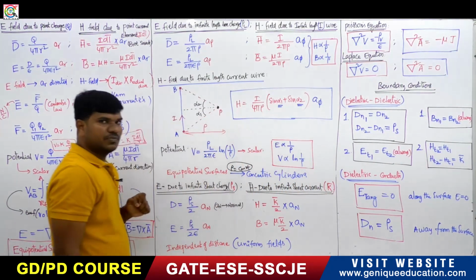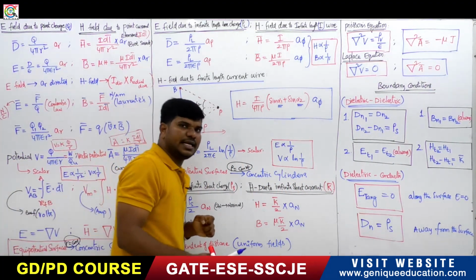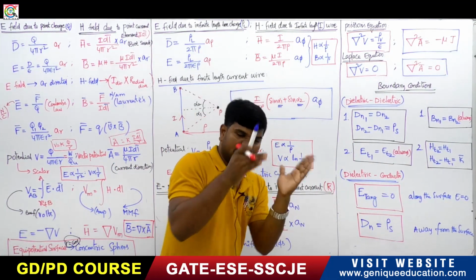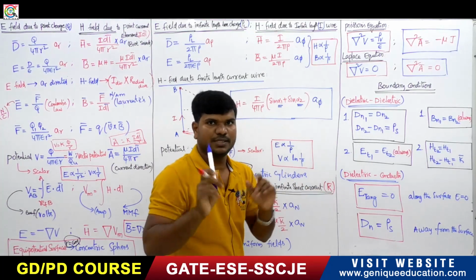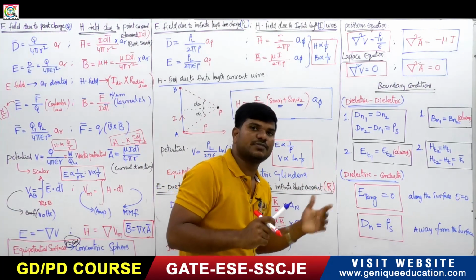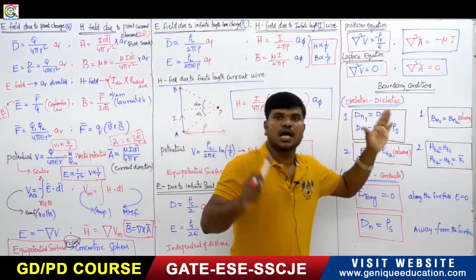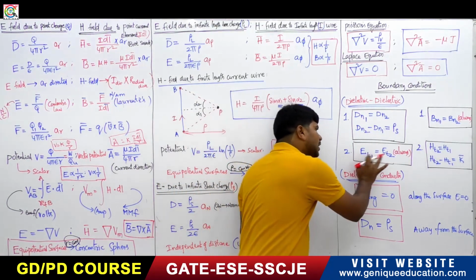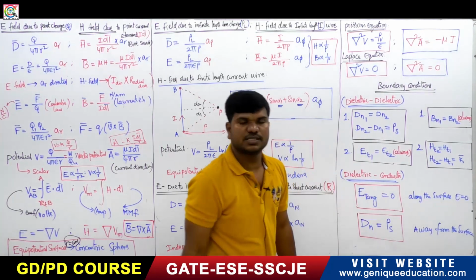One more important thing is that the tangential component of the electric field in the first medium and the second medium are the same. That means the tangential components of the electric field intensities are always continuous, which means they are always equal.